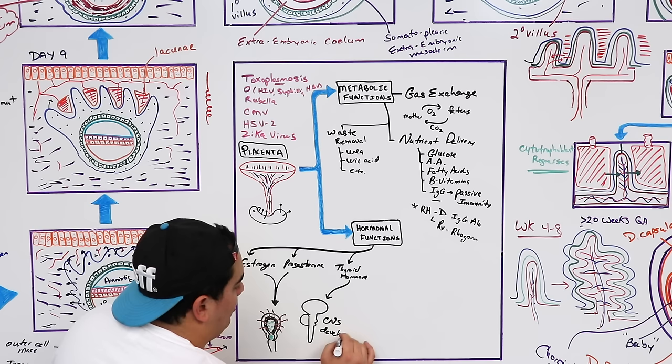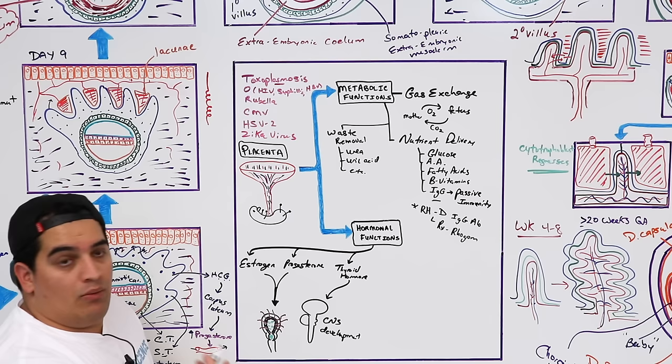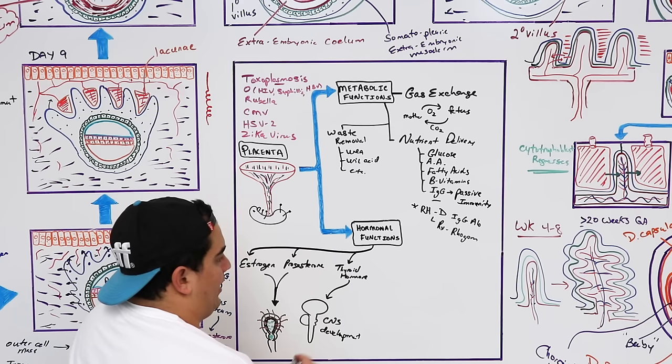As you guys know, with a lack of thyroid hormone, there's a risk of cretinism, which is an incomplete development of the central nervous system, which can lead to mental retardation. All right, what else? Another one. This one's actually pretty cool.